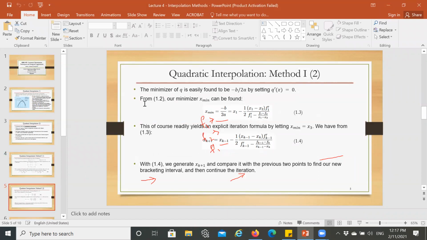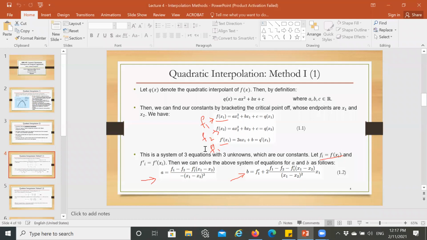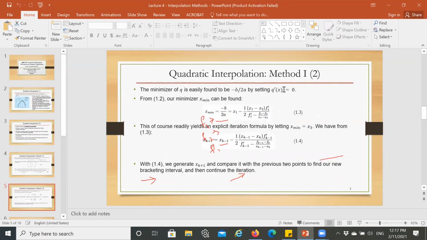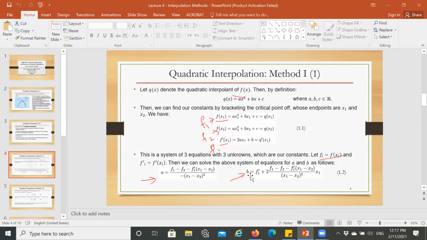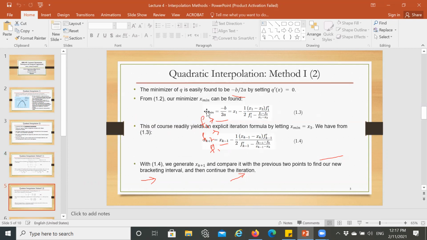Now, we want to find the minimum of the function q, right? How do you do that? You do that by taking the derivative and equating it to 0. We know that to be a local minimum, the derivative should be equal to 0. Doing that, it would give you minus b divided by 2a. From this equation, we have a and b. Substituting them over here, we would get the x minimum, which would be this function.